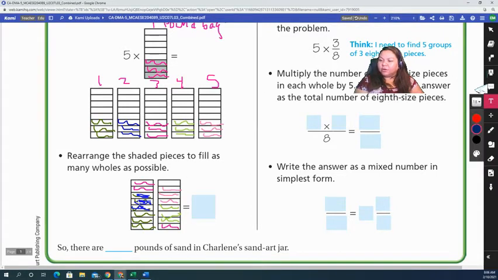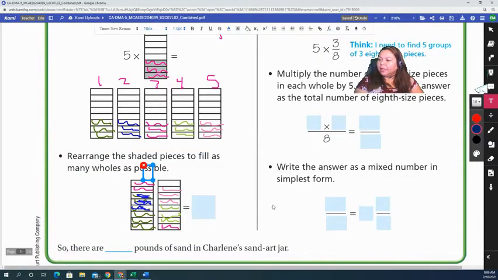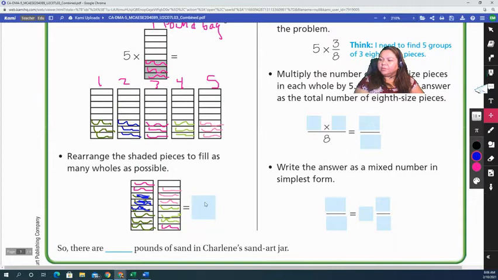And I have one hole, right? Because there's one here, it's completely filled. Okay, and then I have 1, 2, 3, 4, 5, 6, 7. 7 out of 8, so 7/8. So that means that here my answer was one hole and 7/8, because my second hole was not filled completely. So that means that it was 7/8.